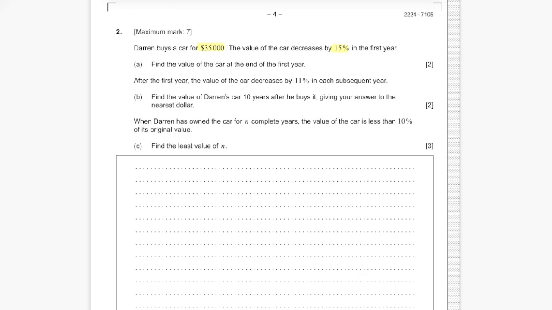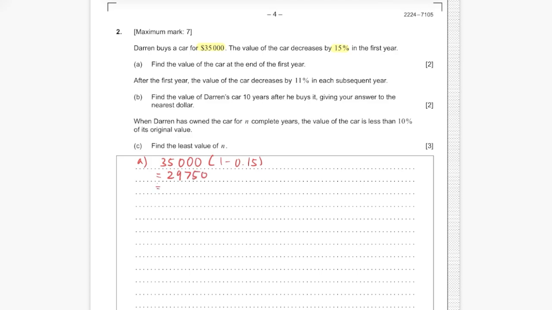So for the value of the car at the end of the first year, we would simply do 35,000 times 1 minus 0.15, and that will yield $29,750.